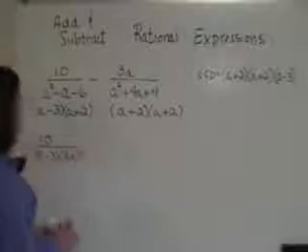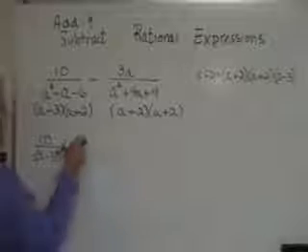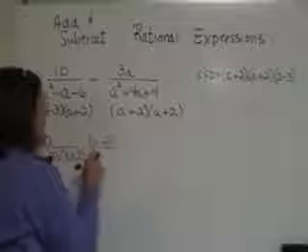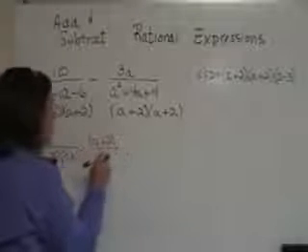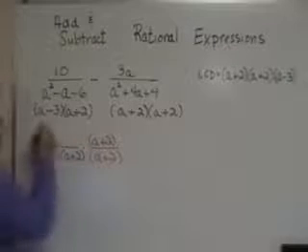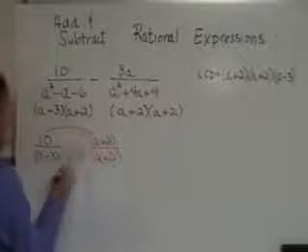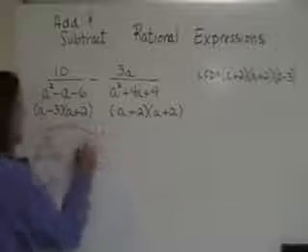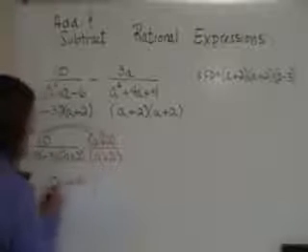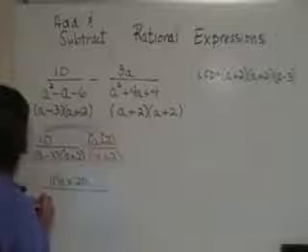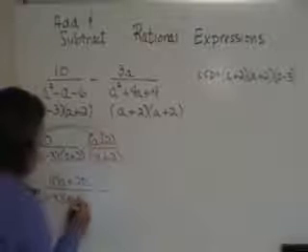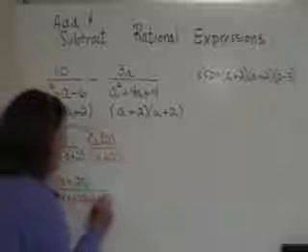Again, like we said a minute ago, this fraction is lacking a binomial, a plus 2. So I need to multiply top and bottom in order to get that common denominator by a plus 2. And again, you will only multiply the numerators. So I'll have 10a plus 20 over the common denominator of a minus 3 times a plus 2 times a plus 2.